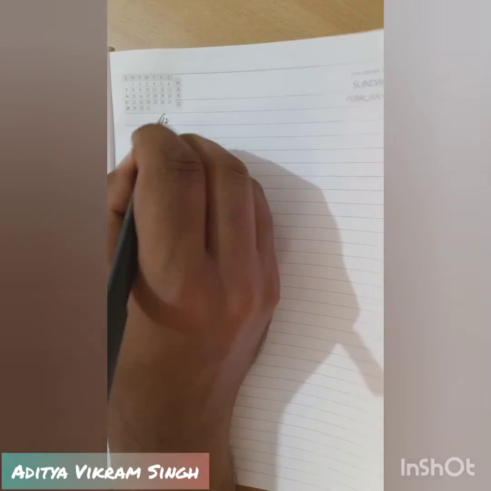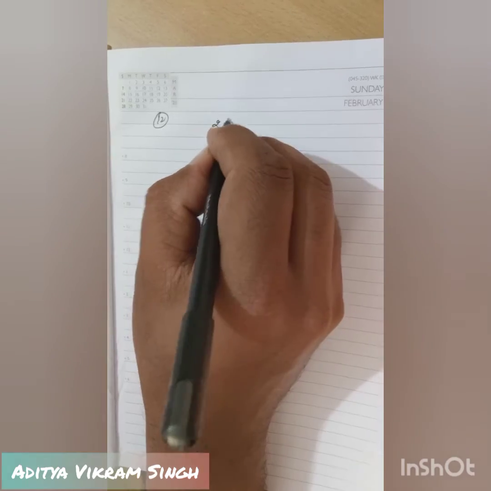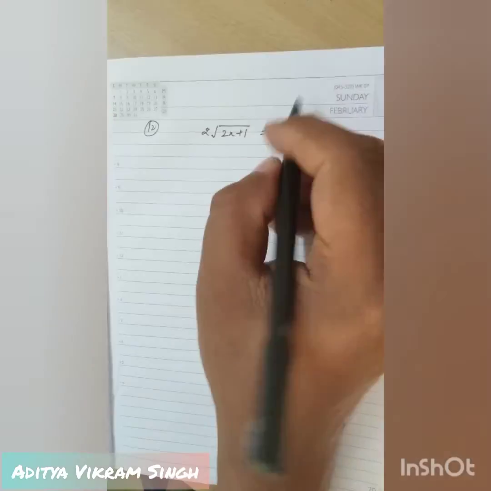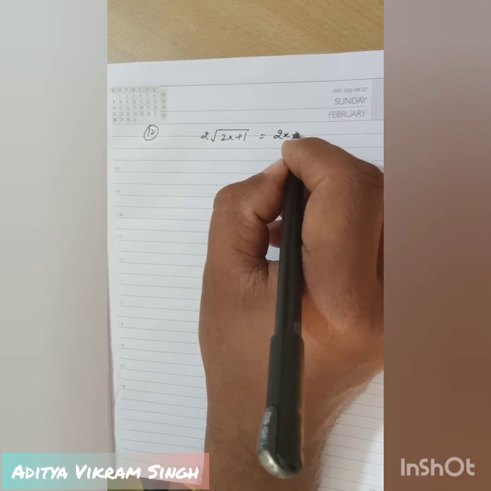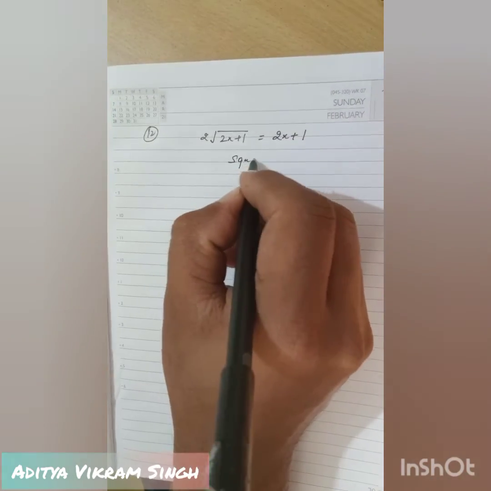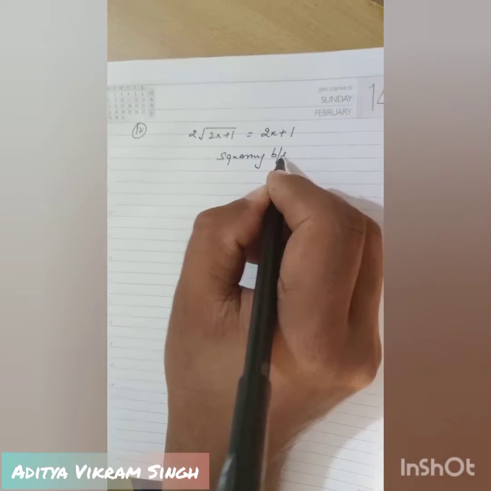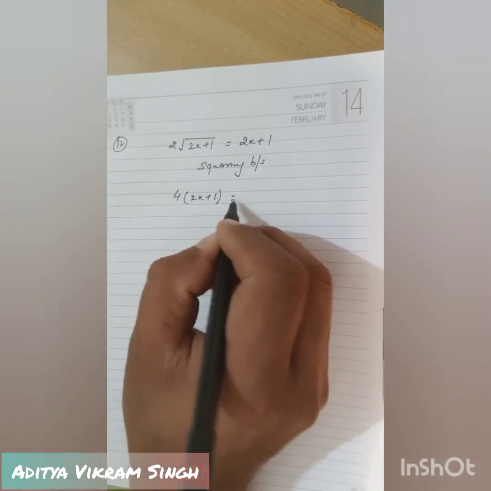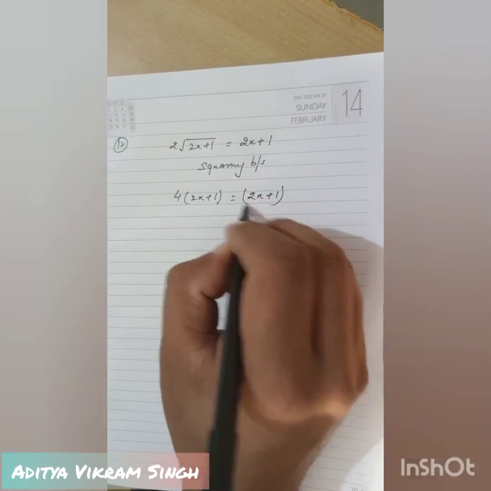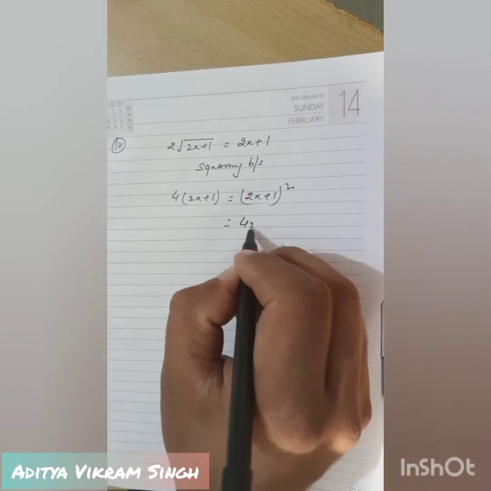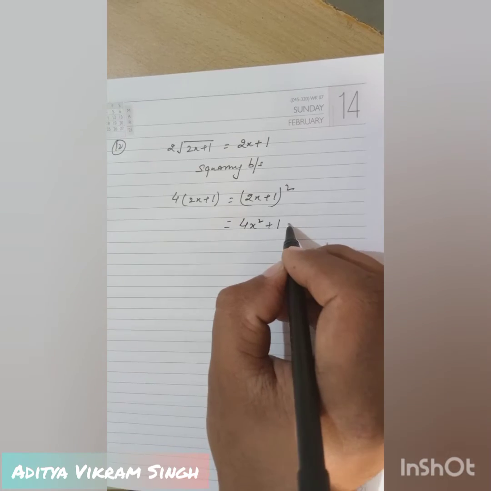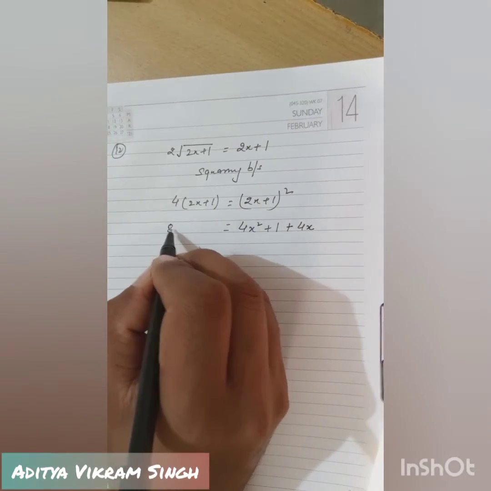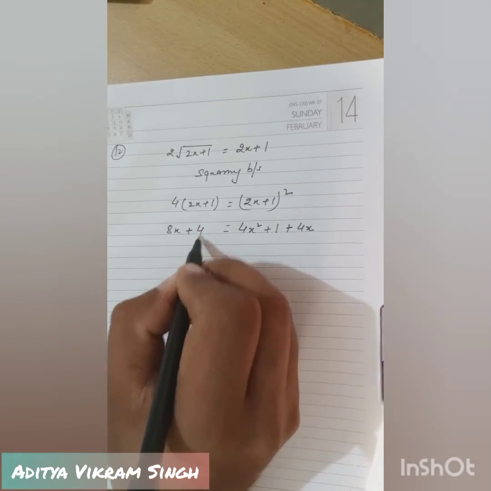Now question number 12. Question number 12 is, beta, 2 into under root of 2x plus 1, which is, if we just transfer this 2x that side, that becomes 2x plus 1. Now squaring both the sides. Squaring both the sides, then it becomes 4 into 2x plus 1, and if I square that side, then it becomes this. This is 4x square, this is 1 square, this is 4x. Okay, this becomes 8x and this becomes 4.